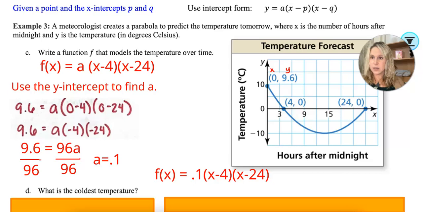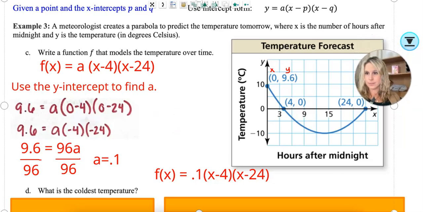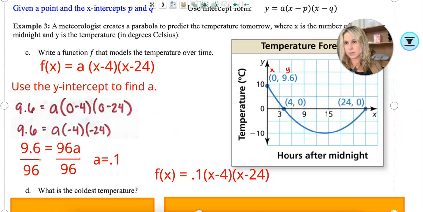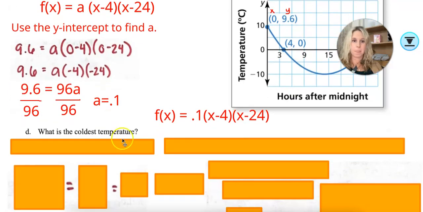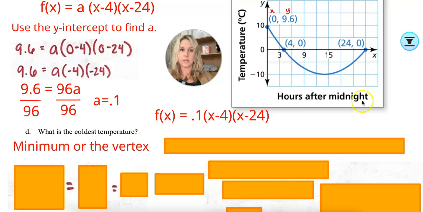All right, let's look at part D. Part D says, what is the coldest temperature? And so that would be the lowest point, which would be the vertex. My scroll button needs to work. So I'm trying to find the minimum or the vertex of this problem up here.